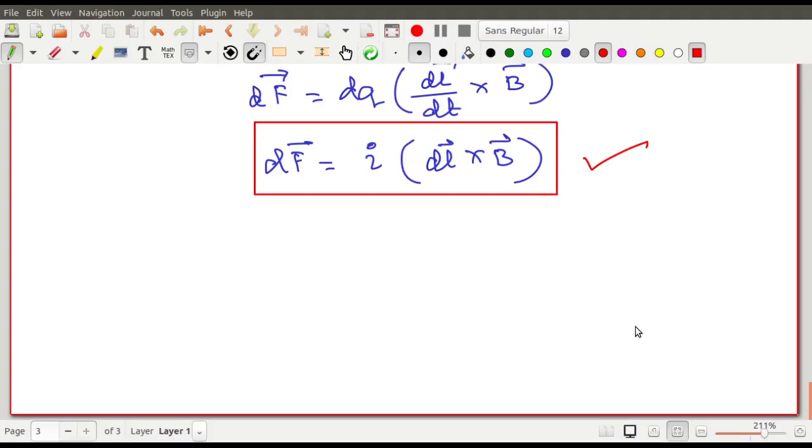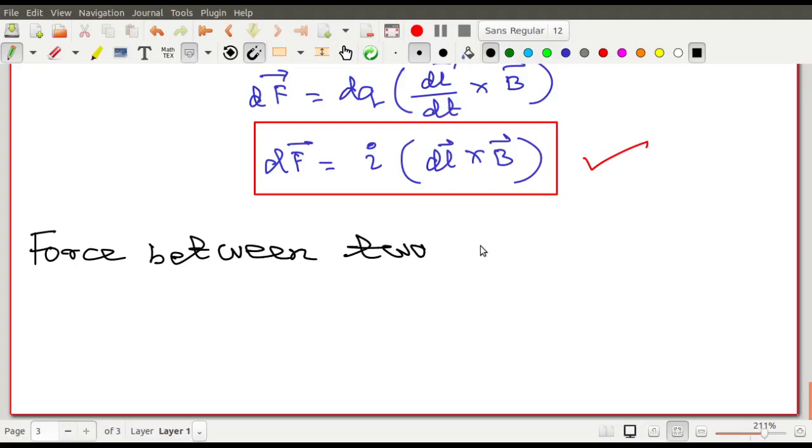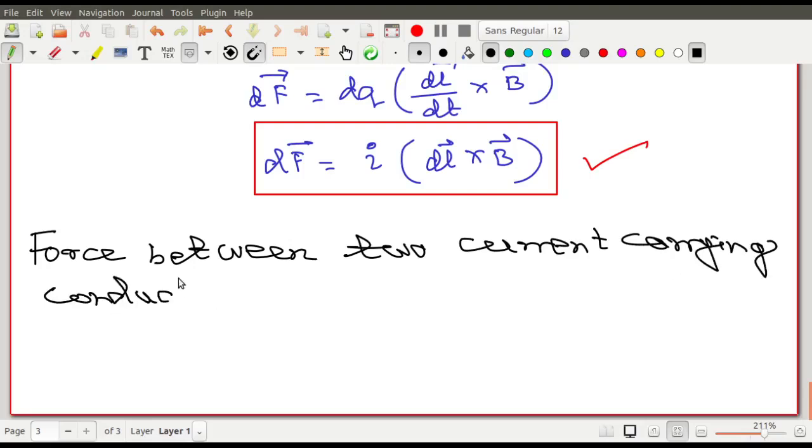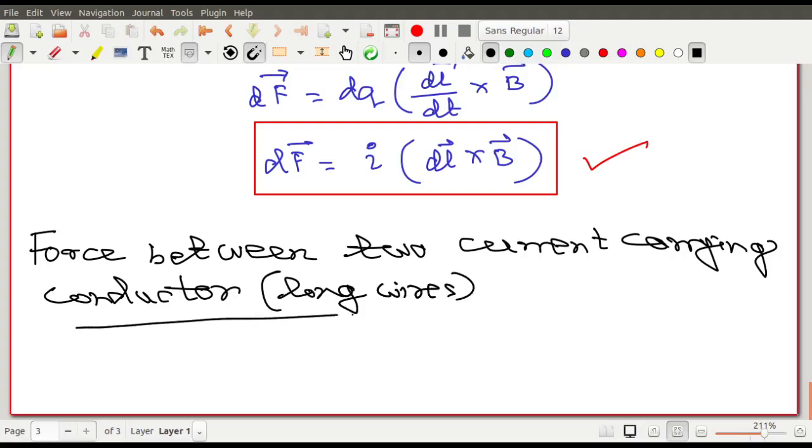Now let us come to the treatment. That is our main intention over here. So next, the treatment we will do is our main intention, and that is force between two current carrying conductors. I put up the heading once again: force between two current carrying conductors. Here I will take them as long wires.